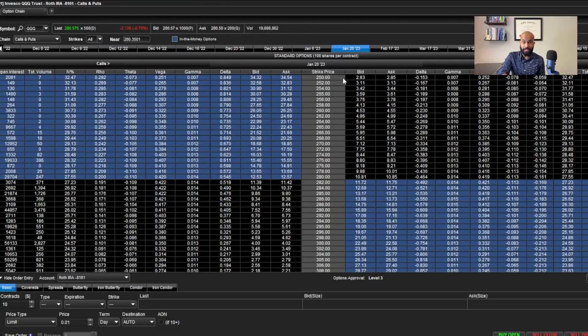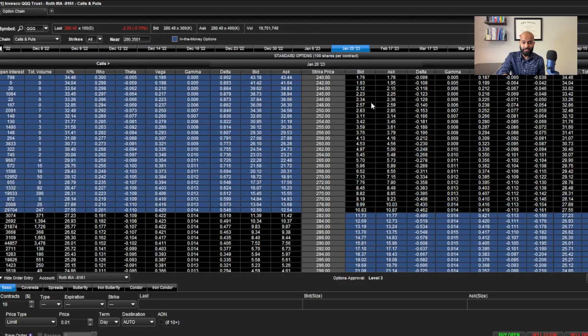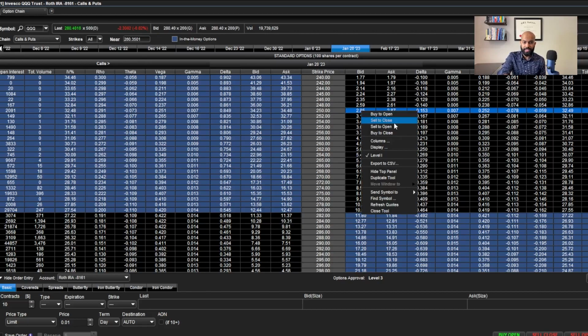So first, let's look at a regular naked put. When you want to sell a put option, you find a strike price that you want. So let's look at this 15 delta. You would see it's 250 strike. Again, QQQ is trading at 280, so it's about $30 less. So you would right click and then you would hit sell to open.